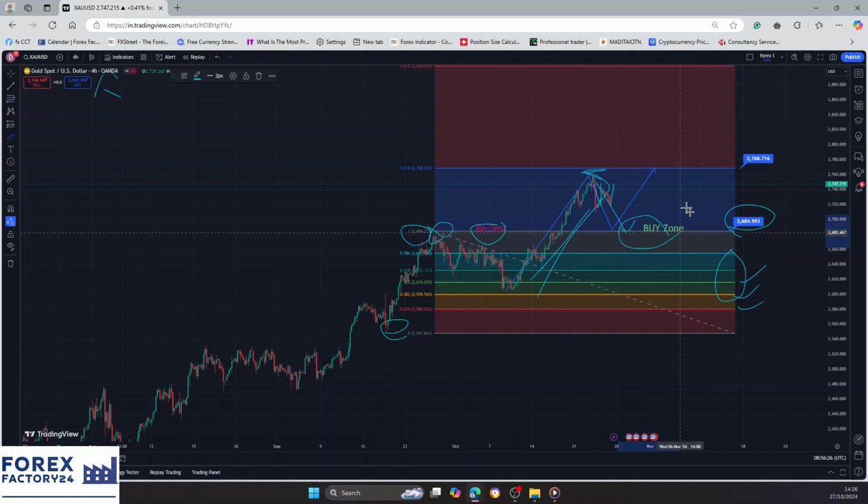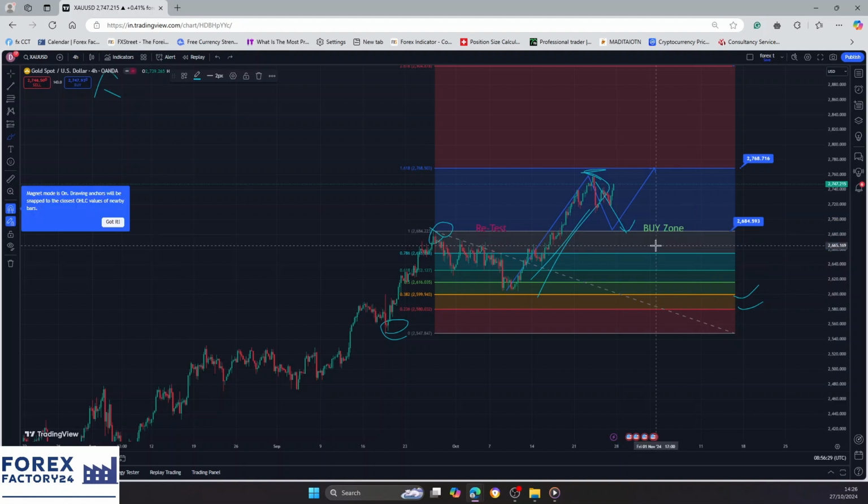We have this potential buy zone around that 61.8% retracement, between 2,680 and 2,660. If buyers step in here, this could be the demand area that supports the next leg up.